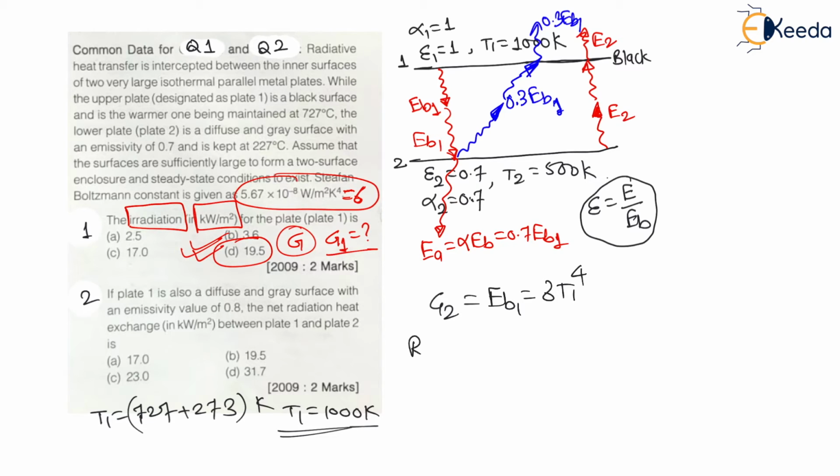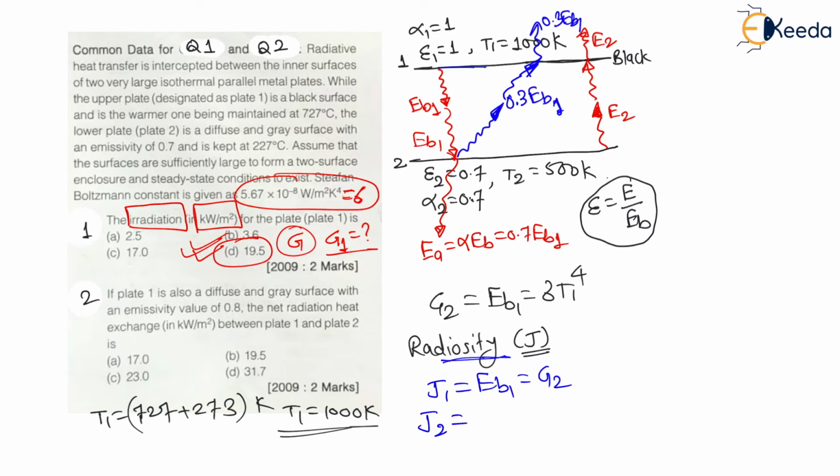Now again they can ask you radiosity, which is represented by J. Radiosity is nothing but total radiation energy leaving the surface. Now if they ask you what is radiosity of surface 1, that is for this black surface, J1? Radiosity is the total radiation energy leaving the surface. From this black surface only EB1 is leaving, therefore this J1 will be equal to EB1, which is nothing but G2, right?